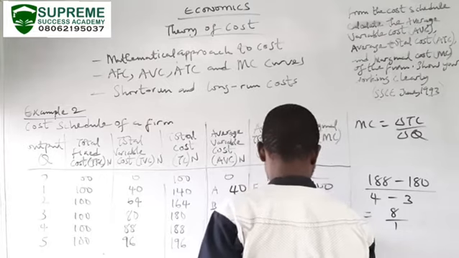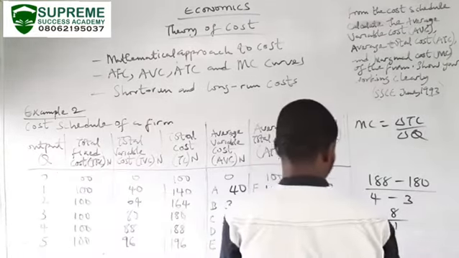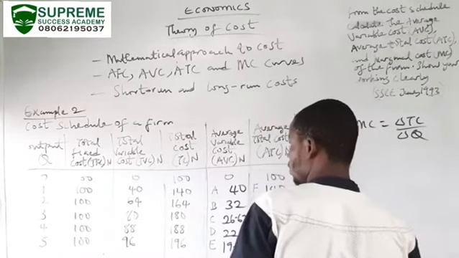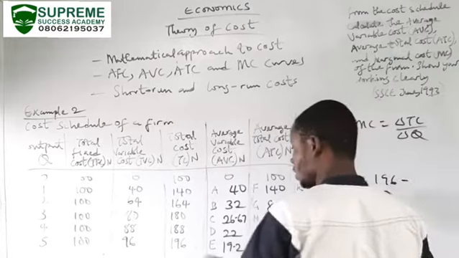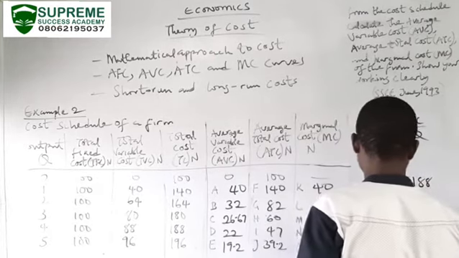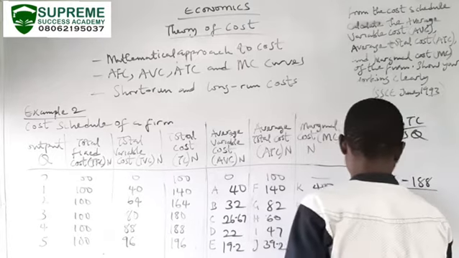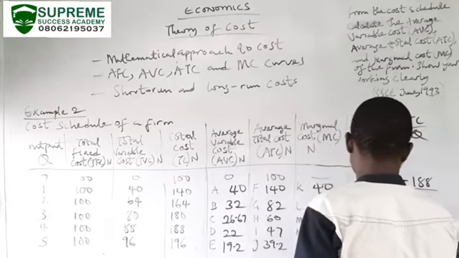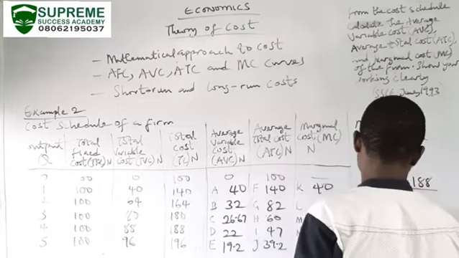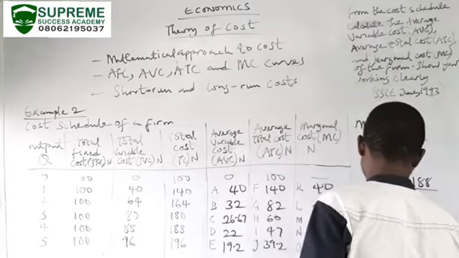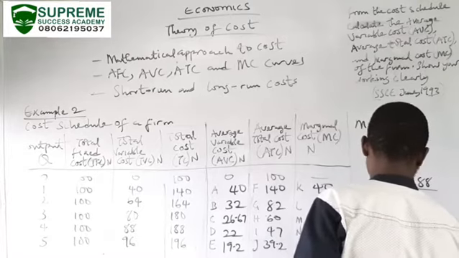So the next one, the last one, has a total cost of 196. 196 minus 188, divided by 5 minus 4. 196 minus 188 should give us 8. 8 divided by 5 minus 4, which is 1, so the final answer is 8.